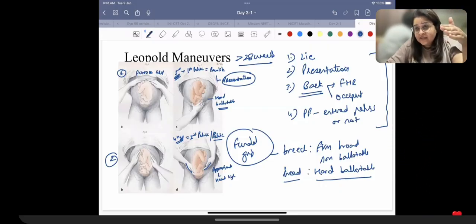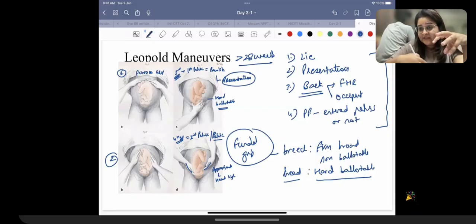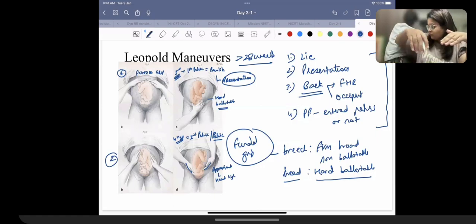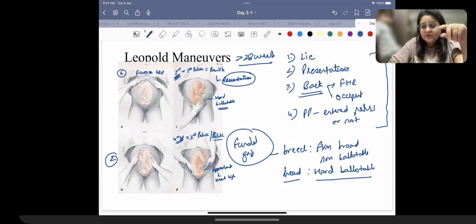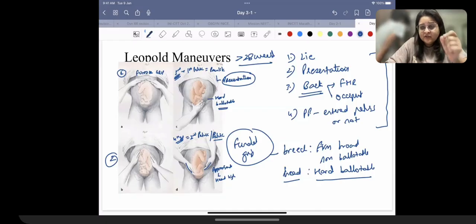So if I say the first grip shows a hard ballotable structure, what is the presentation? The presentation is breech, correct? So the fundal grip is showing a hard structure, that means there is a head at the fundus. So what will the presentation be? Presentation will be breech. Okay, yes, the knees have to be flexed to do the maneuvers because that will relax the abdomen a bit. Okay, so remember that's how questions can come from these maneuvers. That's why they're important. There's always ways to make viva questions into MCQ questions.